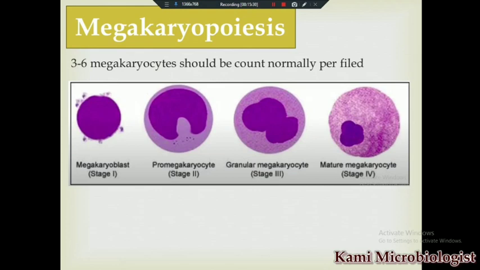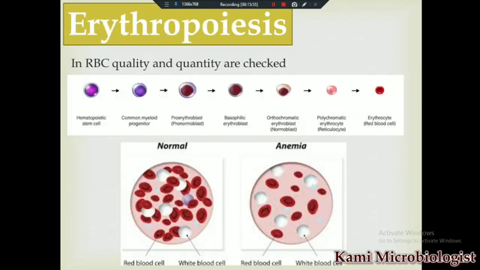So per field we will see 3 to 6 megakaryocytes. It should be counted per cells. Now this is the mature megakaryocyte, so we should count it. If we see these three conditions, there will also be an abnormality in the bone marrow. If we count 3 to 6 megakaryocytes per field, it means that the bone marrow is okay, there is no problem.